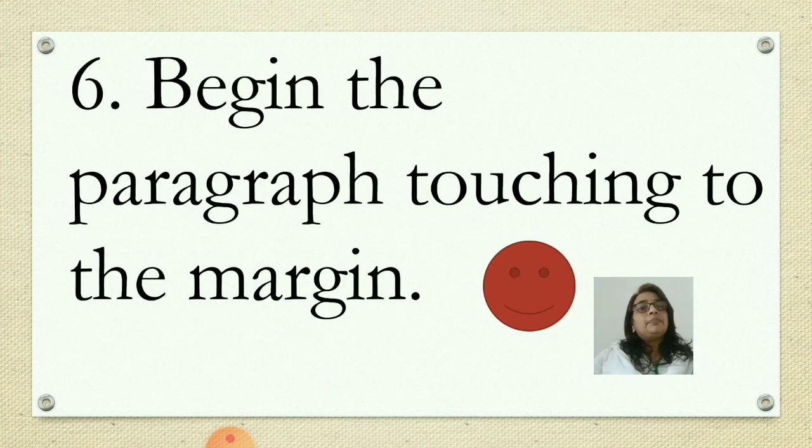Sixth step, begin the paragraph touching to the margin. Touching to the margin only we are going to write our paragraphs.